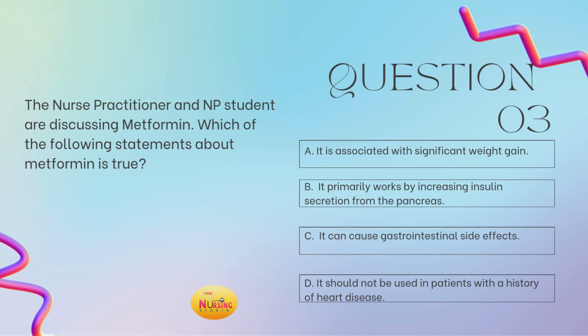We can eliminate that one because remember, sulfonylureas are the diabetic medication that is commonly associated with weight gain, not metformin. B, it primarily works by increasing insulin secretion from the pancreas. No, that is not the primary mechanism of metformin.